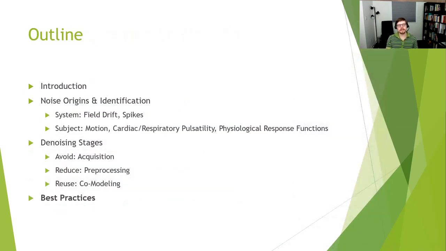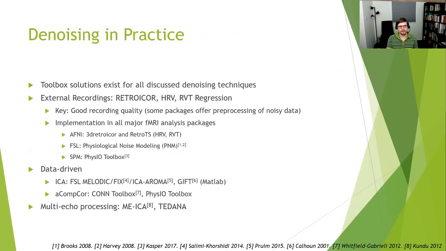Let's conclude with some best practices for denoising. First of all, this was a very broad overview, but I just want to say you don't have to reinvent the wheel. Toolboxes exist for all these discussed denoising techniques, both for the external recordings, Retro-icor, HRV, RVT. All major software packages for fMRI analysis, AFNI, FSL, SPM, have some toolboxes for noise correction. And also the data-driven approaches, ICA and also anatomic component correction, are available in a lot of packages.